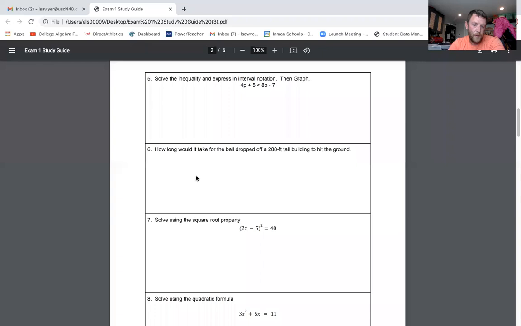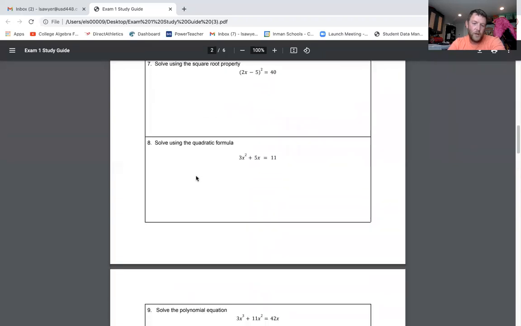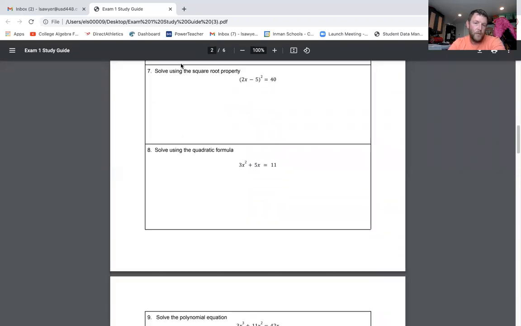Next, number 8, it's going to say solve using the quadratic formula. You know that anytime they say that, there's no other way to solve it. You can't factor if they say solve using the quadratic formula. They're going to make sure that you can't actually solve this out. So first thing you got to do is set it equal to 0. So 3x squared plus 5x minus 11 equal to 0.